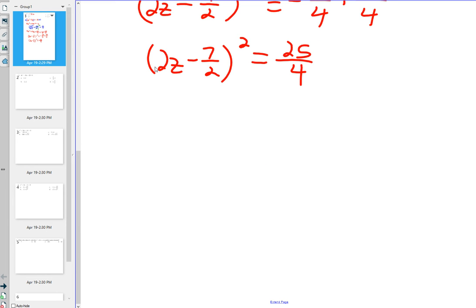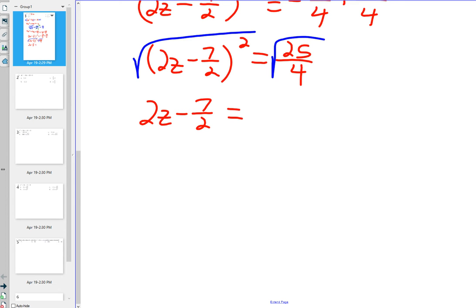All right, so now the whole purpose of this is because now I'm down to one variable, so I can just isolate it. I'll go ahead and take the square root on both sides, so that gives me 2z minus 7 over 2 is equal to plus or minus 5.